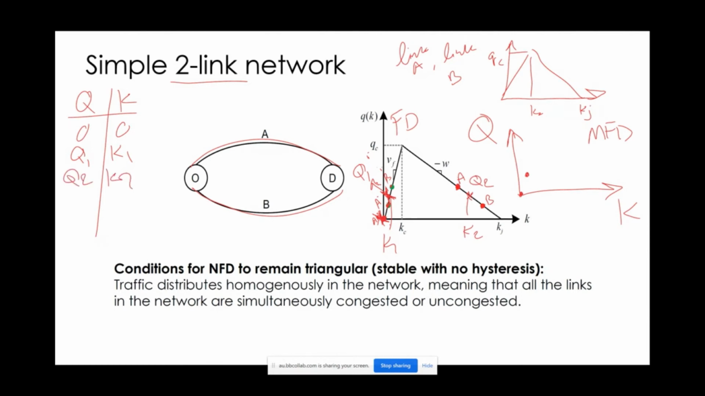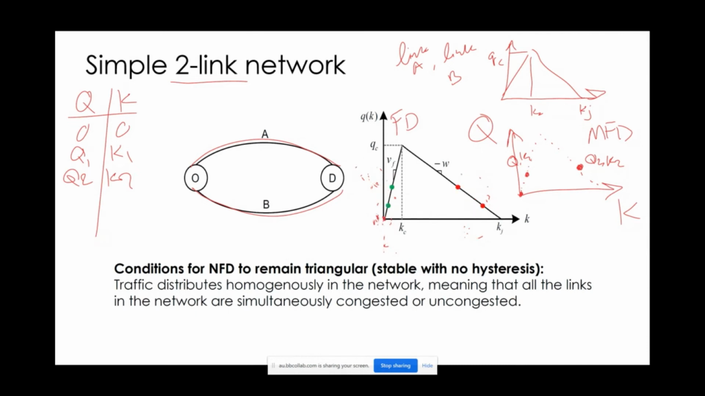So Q2 and K2, and let me also just draw it here. So that would be my Q2 and K2. This is my Q1 and K1. But now let's make a different example here. Now imagine link A is congested while link B is uncongested.